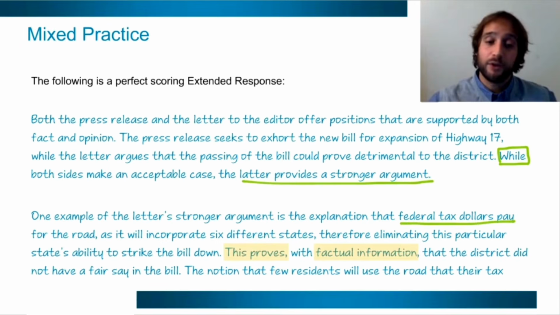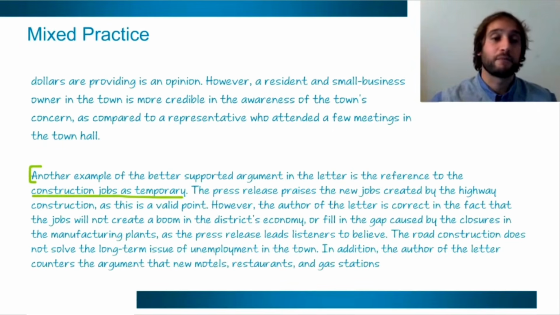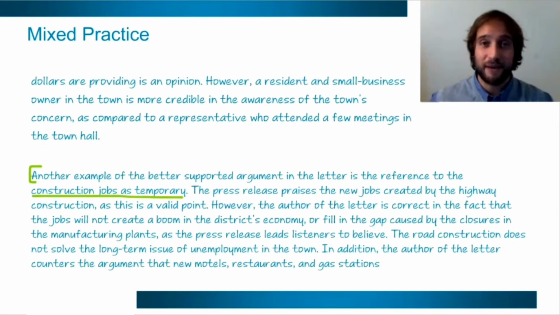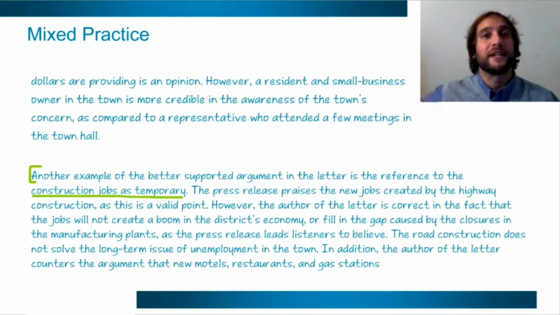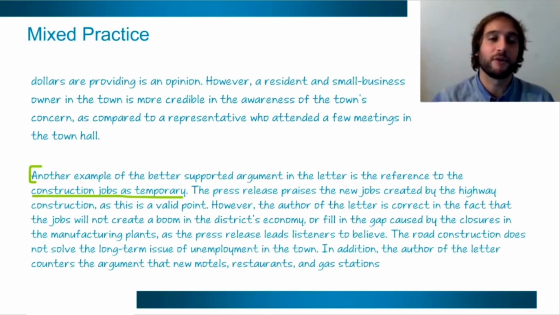The notion that few residents will use the road that their tax dollars are providing is an opinion. Now, the author of this statement is saying, I get the difference between fact and speculation, right? But this is a great move to make. It's kind of saying, I see a potential flaw with this, but now I'm going to show you how it doesn't really undermine this author's position. Great rhetorical move to make.